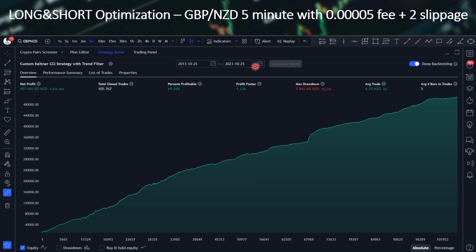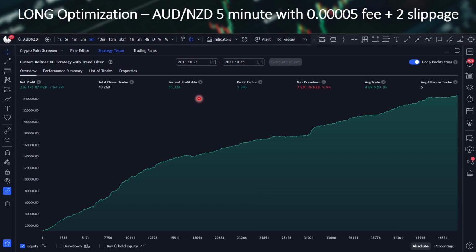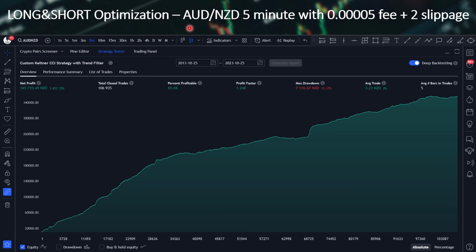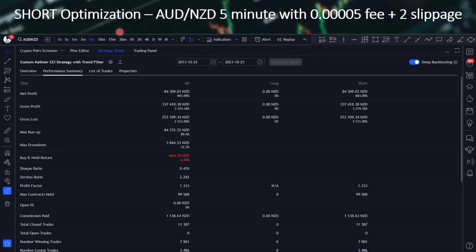During the last 10 years, it took a staggering 105,000 trades, generated almost 5,000% net profit, with a 1.23 profit factor and an 18% maximum drawdown. The equity curve is perfect, but the upcoming backtest results will look the same or even better. Other great performers on the 5-minute chart are the long optimization on AUD-NZD, the long and short optimization on AUD-NZD, and the short optimization on AUD-NZD.